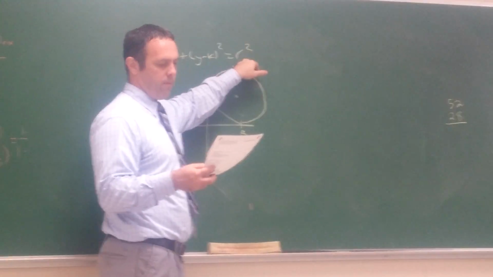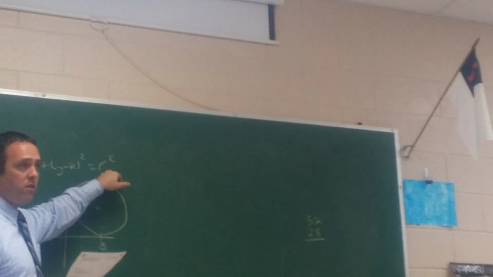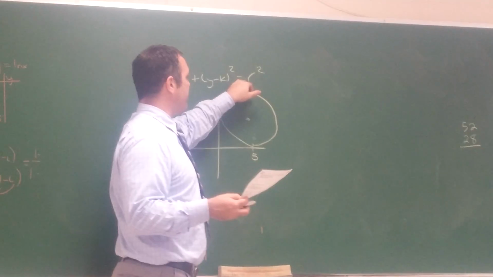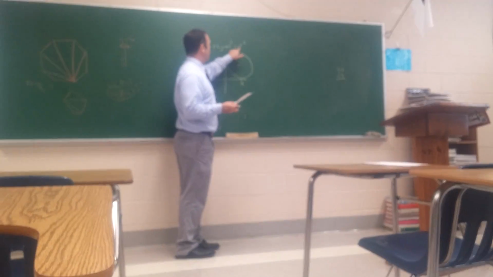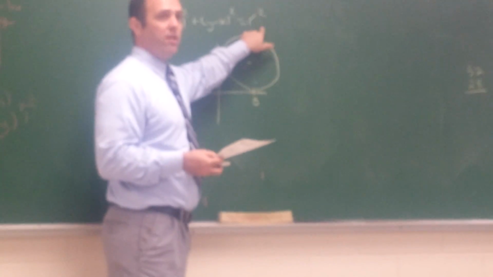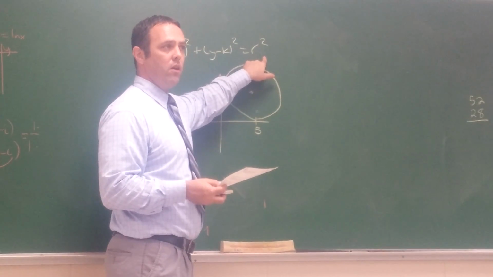That's why it's 25, whatever the x is and whatever the y is. For the radius, are we talking about the radius? The radius equals r squared, so since the radius is 5, 5 squared is 25. That's why it's 25, not 5. You've got to square the radius for that formula.